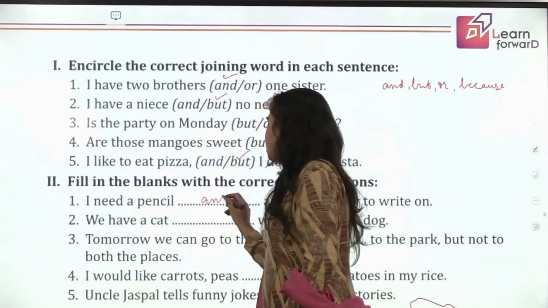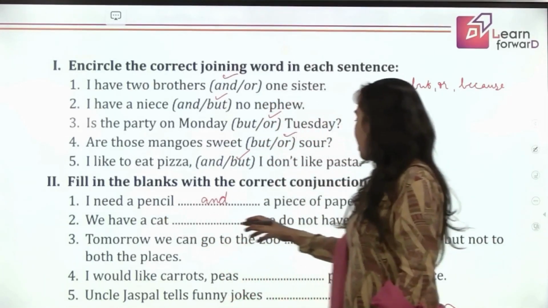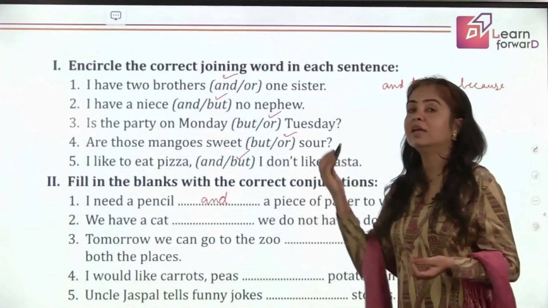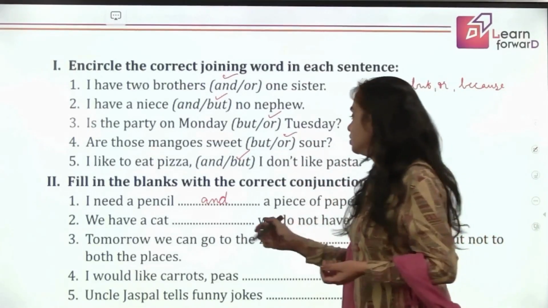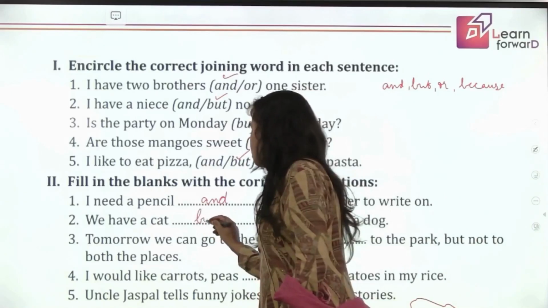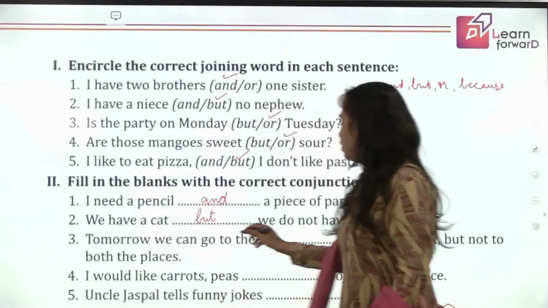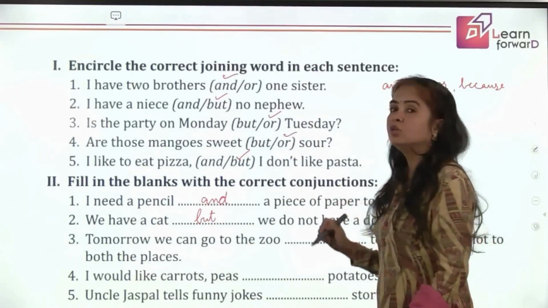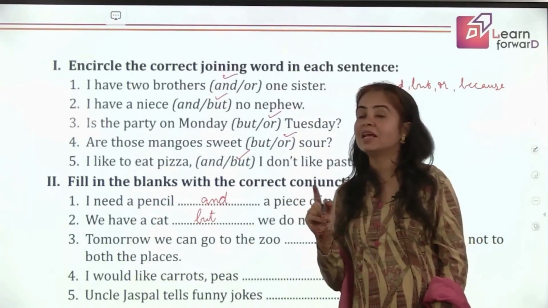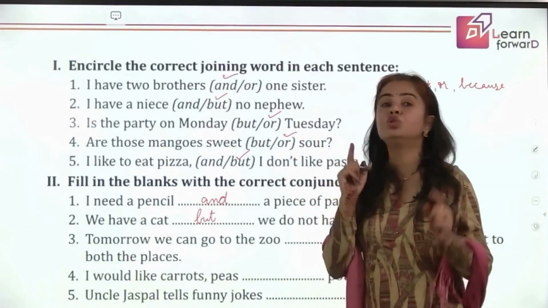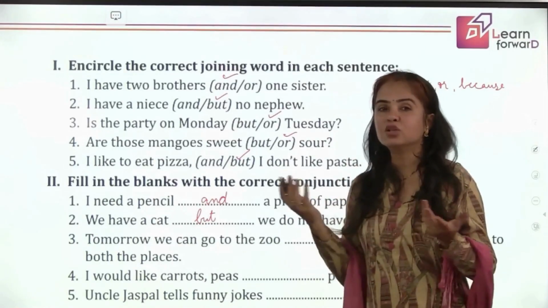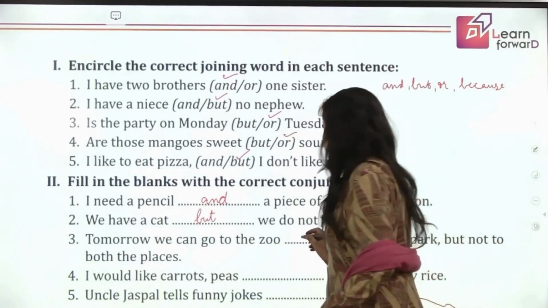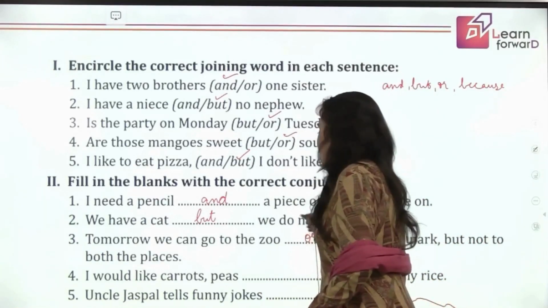So together means and. I have a cat, but we do not have a dog. Oh, there is a contrast. Cat, but no dog. So for contrast, you will use but. Tomorrow we can go to the zoo or to the park, but not to both the places. That means you have to choose one out of these. So for choice, what do you use, children? Perfect. For choice, you use or.